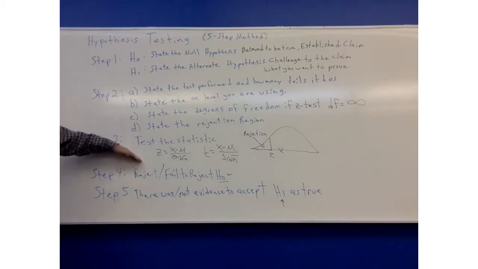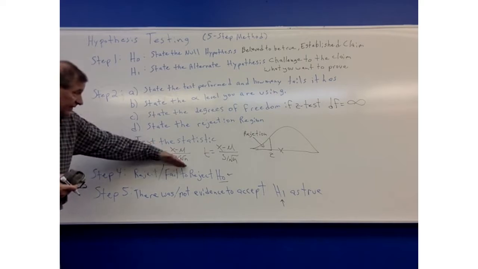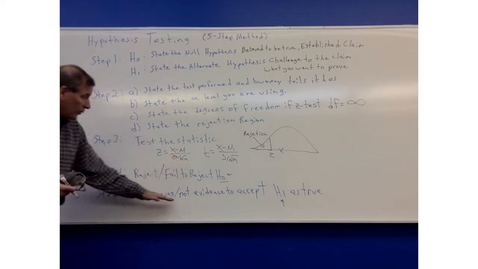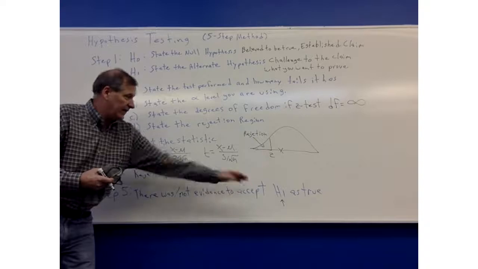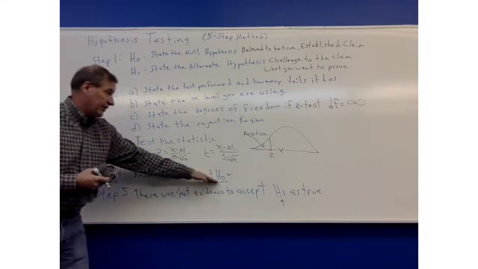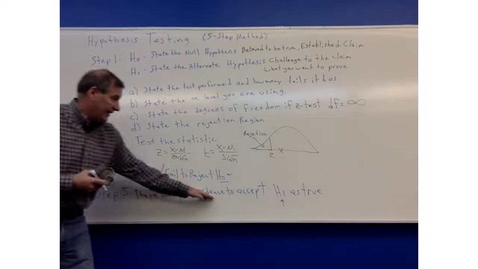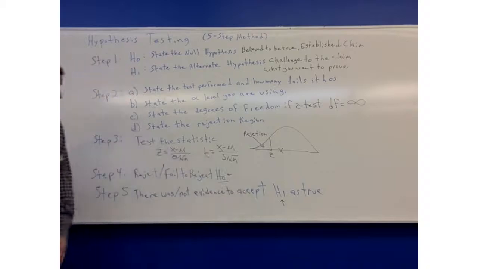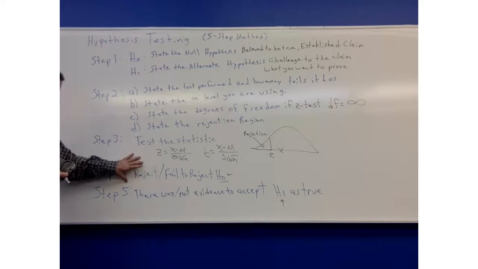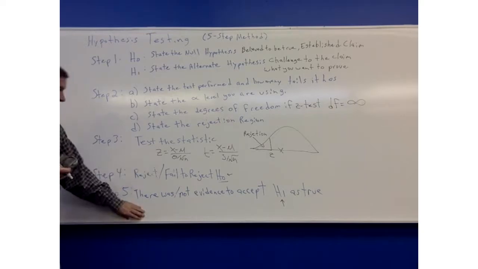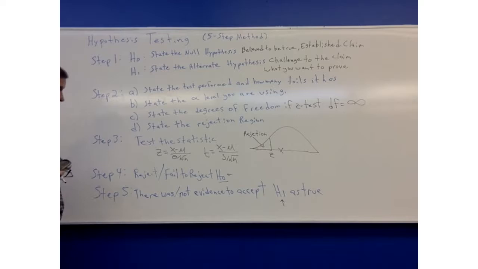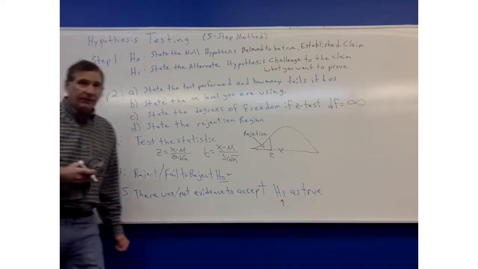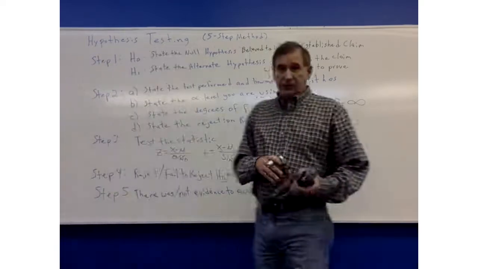Based on this, if you fail to reject the null hypothesis, then there was not evidence to accept H1. But if you did reject the null hypothesis, there was evidence to accept the alternate hypothesis. If you reject this, you accept this. If you don't reject this, then there was not evidence to reject it. That's what's going on here. So those are the 5 steps that we're going to use.